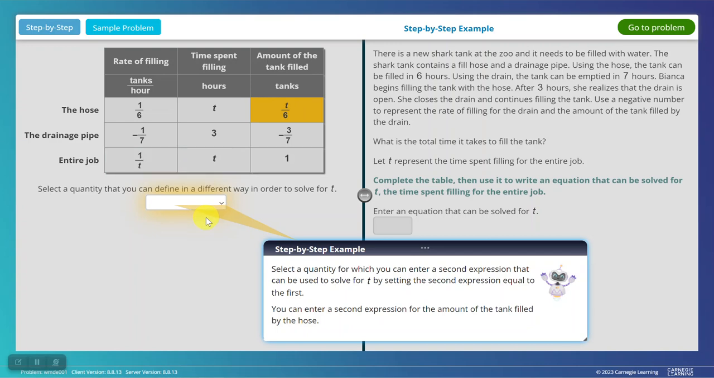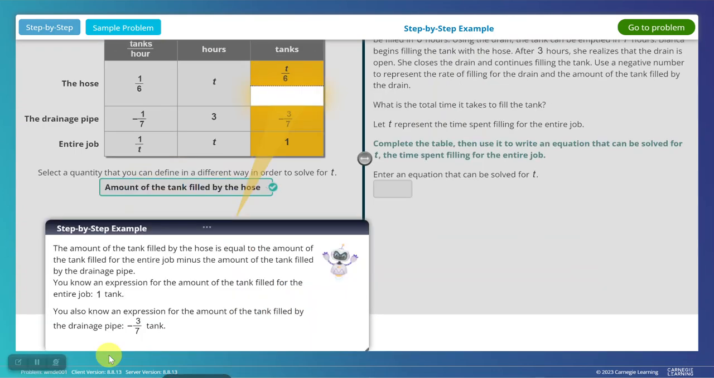Select a quantity you can define in a different way in order to solve for t. Okay, so select a quantity in which you can enter a second expression that could be used to solve for t by setting the second expression equal to the first. You can enter a second expression for the amount of the tank filled. Okay, so we filled it in with the amount of the tank filled by the hose.